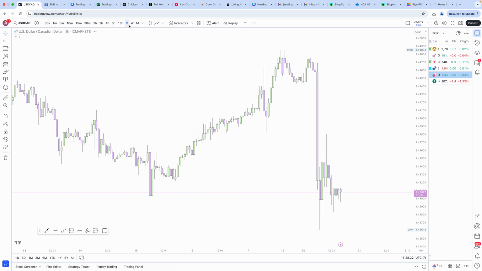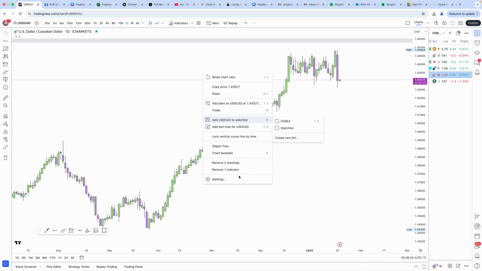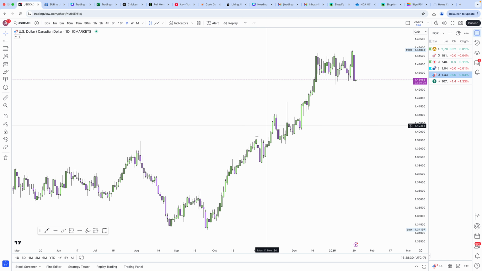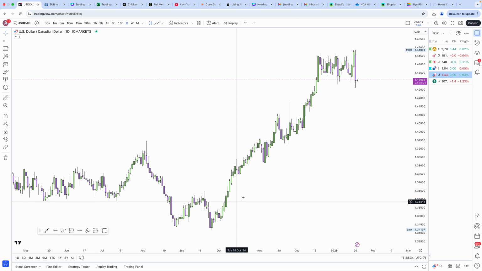So looking at a higher time frame, let me just delete all the drawings. This is USD CAD, I decided to do USD CAD. So looking at the higher time frames, we're going to get our overall trend. On the daily, we can see that USD CAD is super bullish. The US dollar is very strong against the Canadian dollar. We're at 1.43, so that's a huge difference.